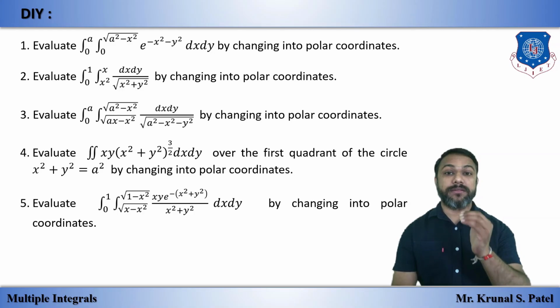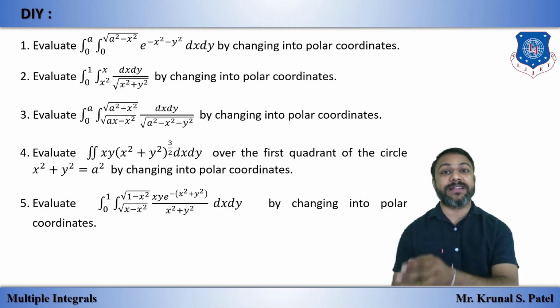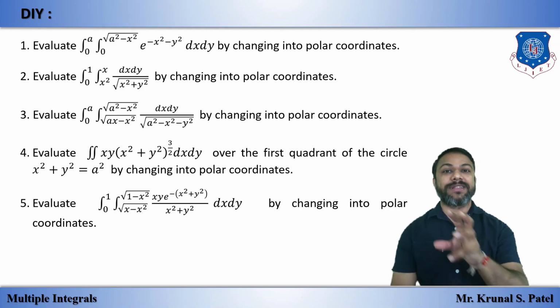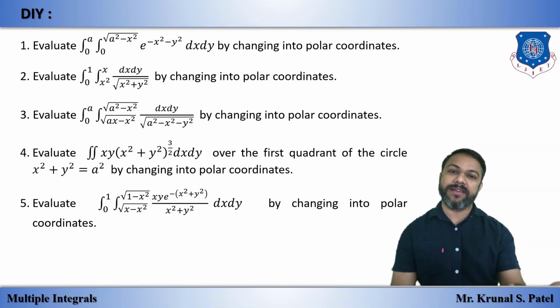Okay, and because of the previous lecture on change of variables, we already understand what the Jacobian is, everything. So we can convert dx dy into r dr d theta. So this is what changing into polar coordinates is.